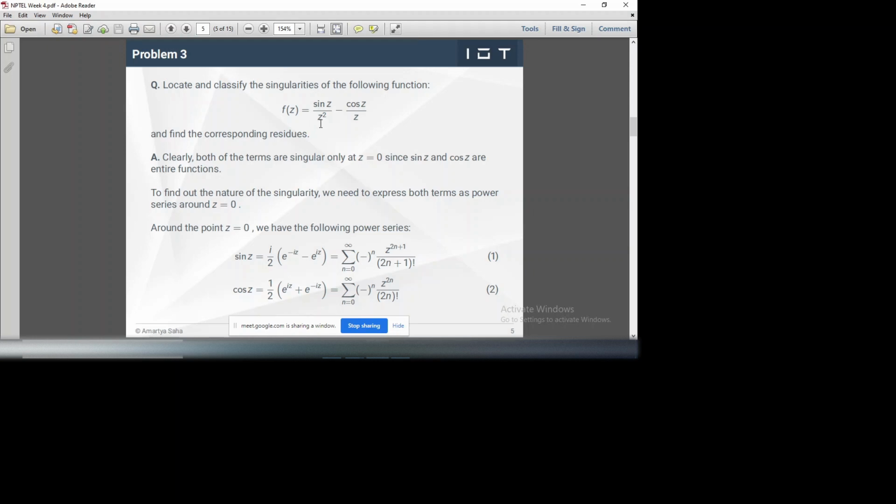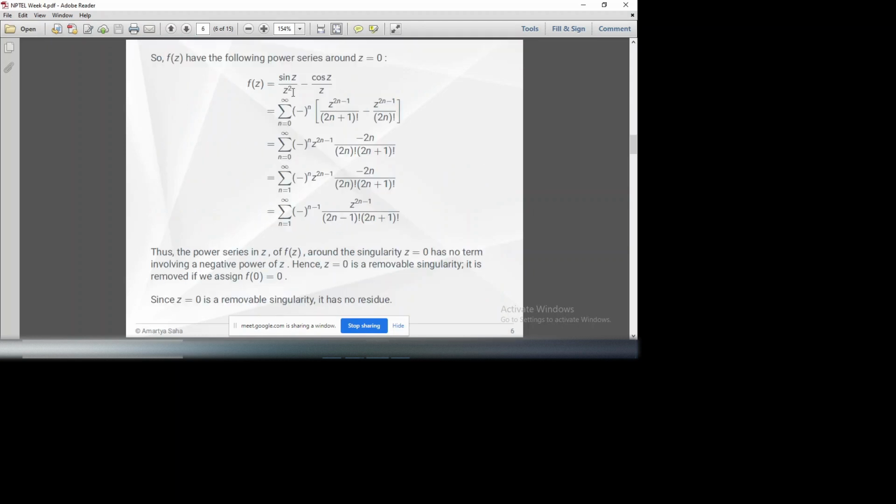Now we will simply substitute these series expansions 1 and 2 into this function f(z). So let us do that. Just simple substitution. I have already included this z to the power minus 2 inside this series. Similarly, cos z by z gives us this series. So simple substitution, and now simple algebraic manipulation. I think these two lines are identical.